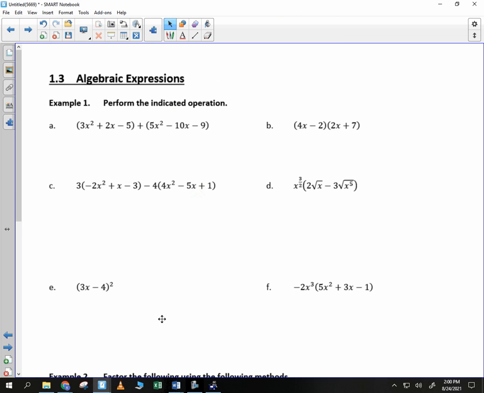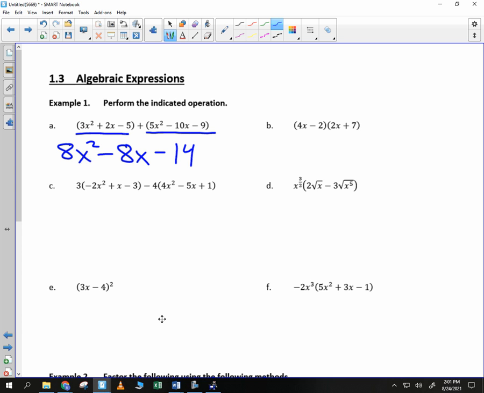Let's go. All right. Algebraic expressions. We're going to simplify algebraic expressions by performing the indicated operation. What is the operation you're asked to do here? Addition. So do you remember how we add these two expressions? Like terms. Good. 3x squared and 5x squared make? 8x squared. 2x and negative 10x? Negative 8x. Negative 5 and negative 9. Good.